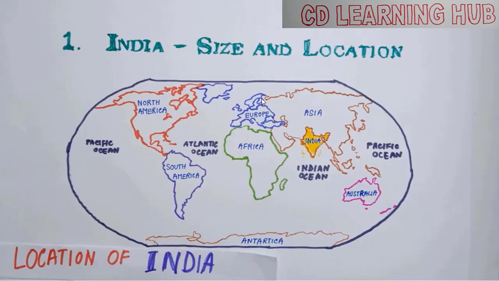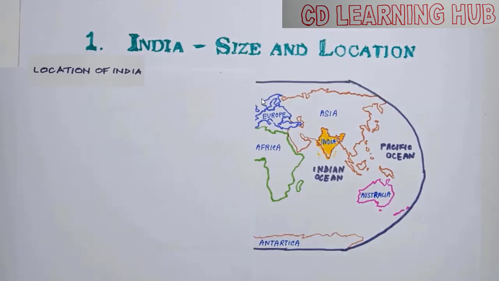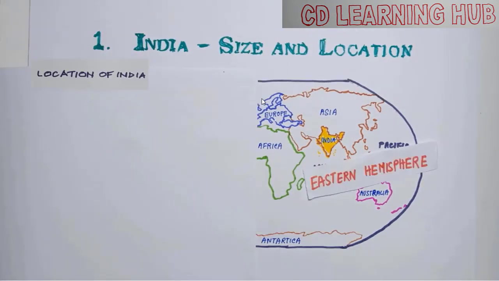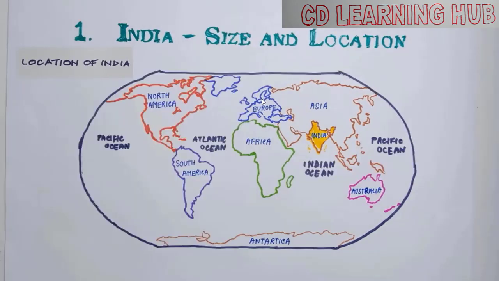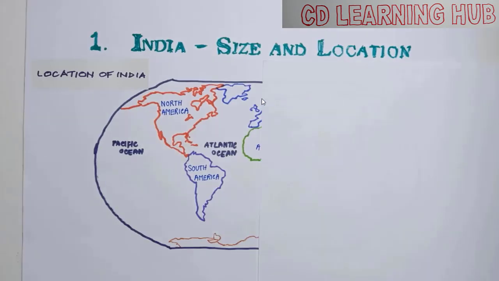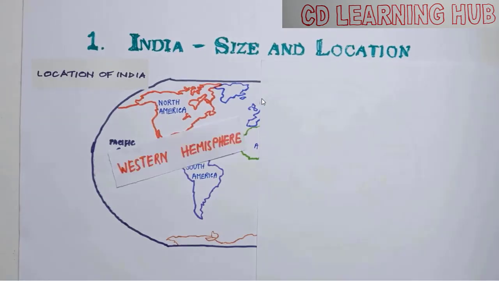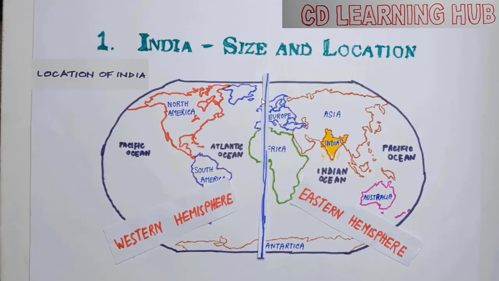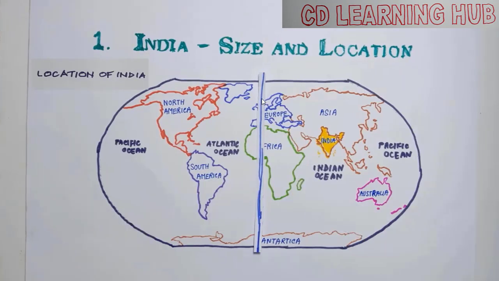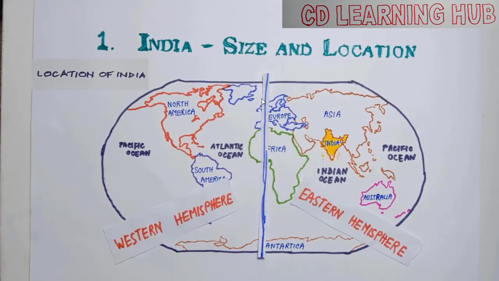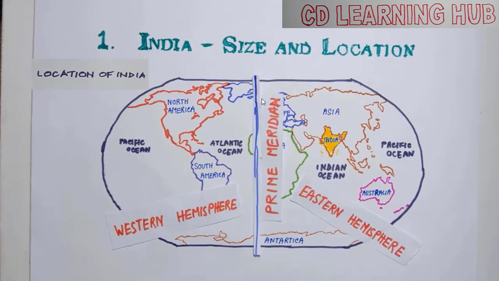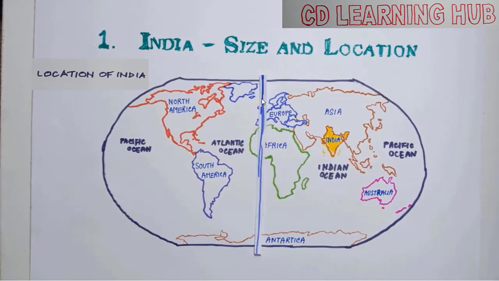In this world map, this is the eastern part of the world and so it is called Eastern Hemisphere. Again, this is the western part of the world and so it is called Western Hemisphere. So in the screen, the western and the eastern hemisphere are displayed. And this imaginary line that separates the eastern hemisphere from the western hemisphere is called the prime meridian. So this imaginary line is called the prime meridian.